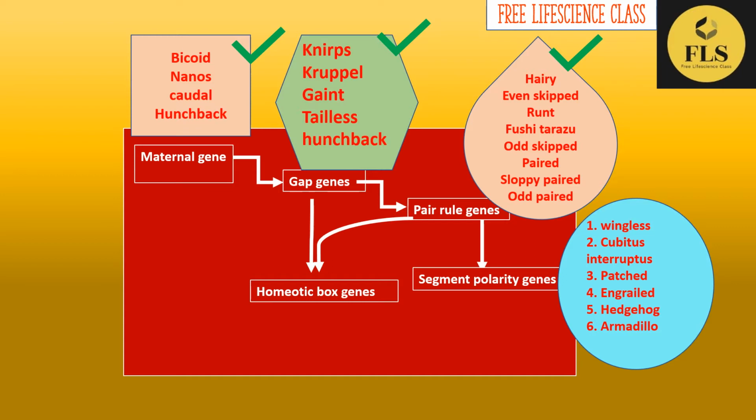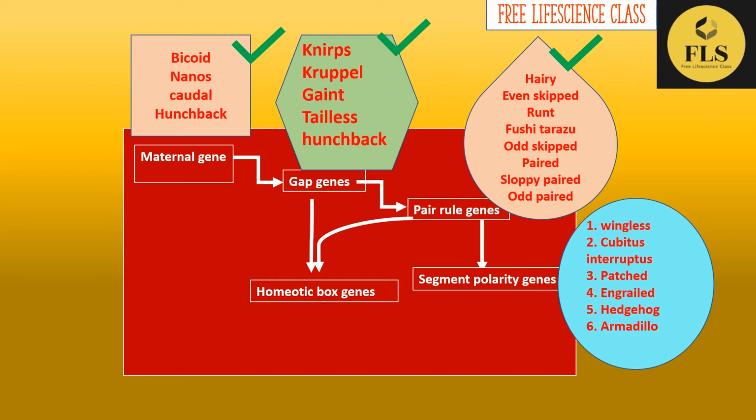In the previous video, we completed the segment polarity genes, which are among the most important genes. All of these come in a sequential manner: maternal genes activate gap genes, then gap genes activate pair rule genes, then pair rule genes activate segment polarity genes, and we have seen the signaling pathway of Wingless and Engrailed expressing cells.